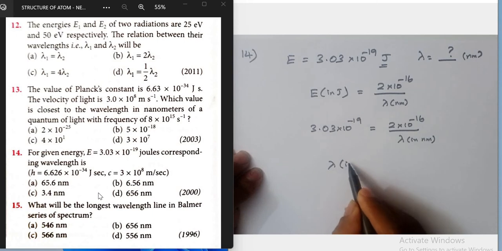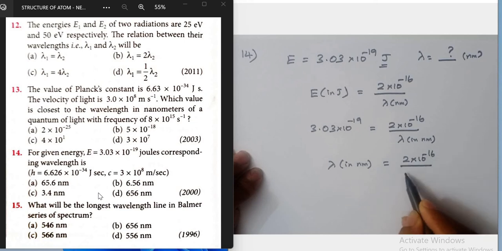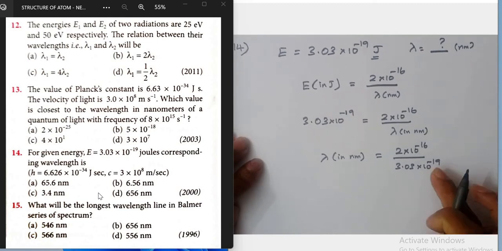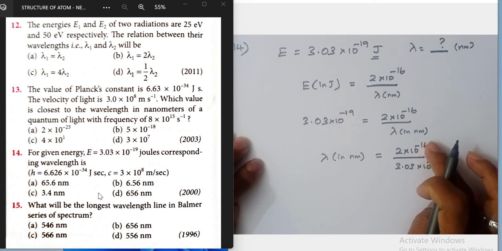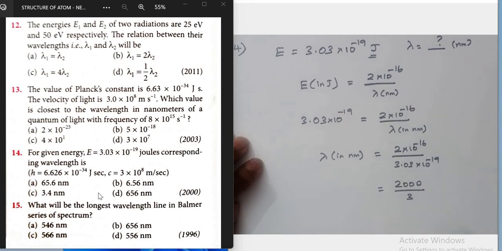So wavelength in nanometer is equal to 2 into 10 to the power minus 16 over 3.03 into 10 to the power minus 19. If 10 to the power minus 19 goes to the numerator, it becomes 10 to the power plus 19. Plus 19 and minus 16, you will get 10 to the power 3. So 2 into 10 to the power 3 is 2000. 2000 by roughly 3, taking 3.03 as roughly 3, you will get 20 by 3 is 6, then 6, 6, like that it will come, roughly like this, in nanometers. Okay, take note.